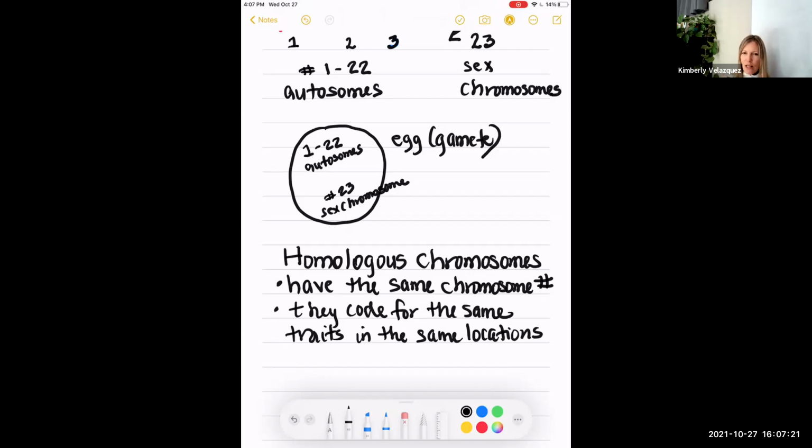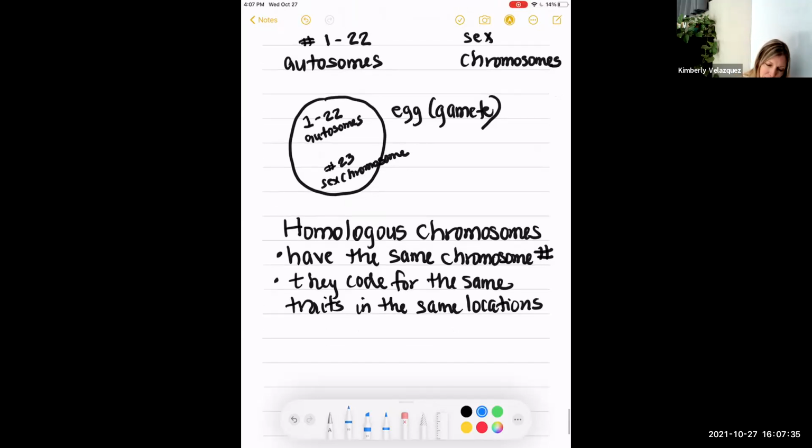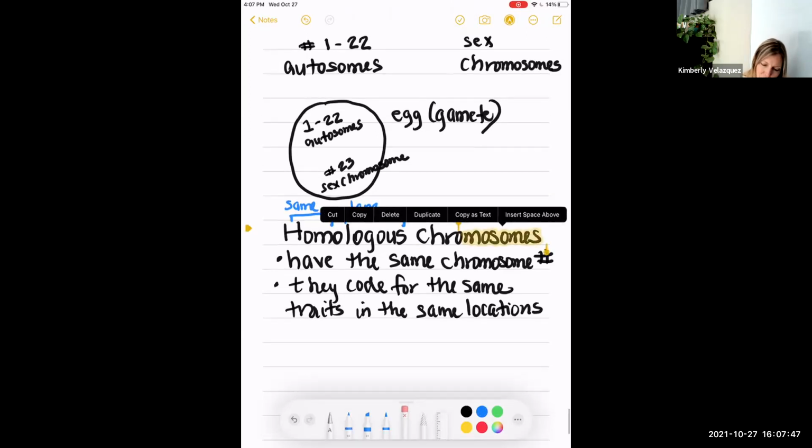These two homologous ones, one came from mom and one came from dad, but they code for the same traits in the same location. How they code for it is a little bit different because they're not identical twins, obviously, but they're called homologous. I love this term, homologous. Same language. These two chromosomes are speaking the same language. They're telling the cell to make a protein in this location. They code for the same proteins.